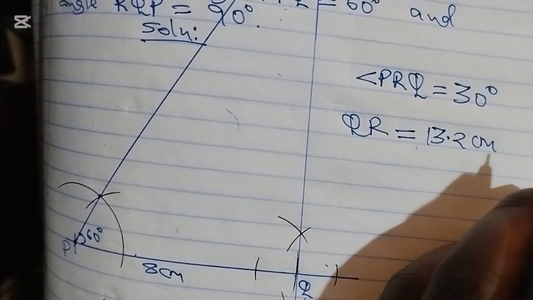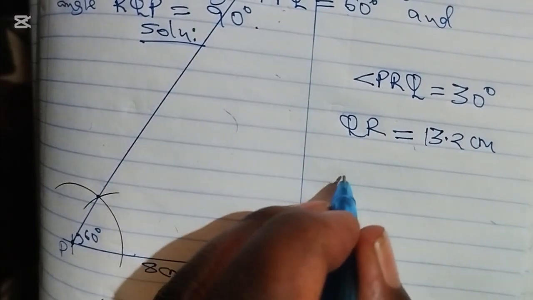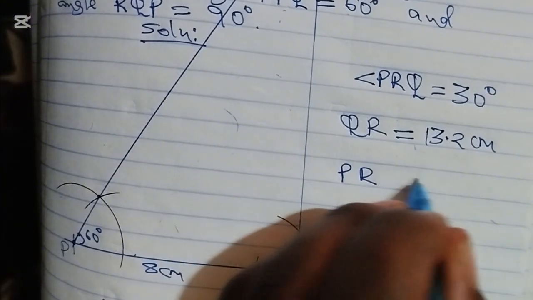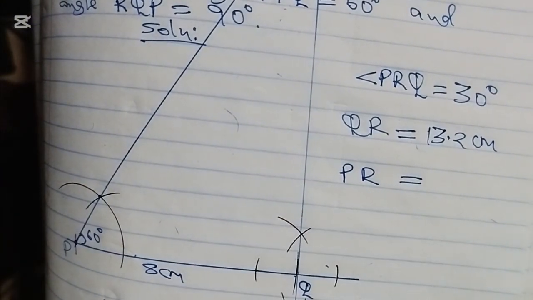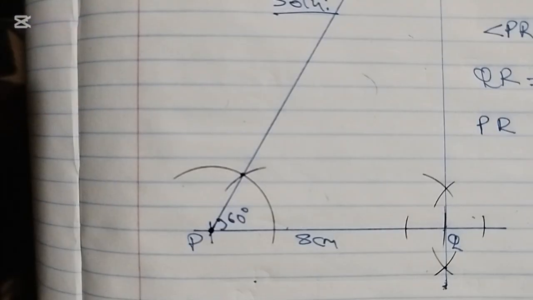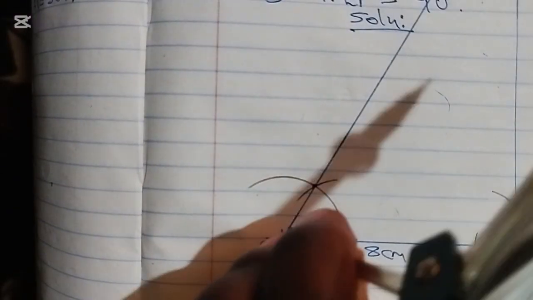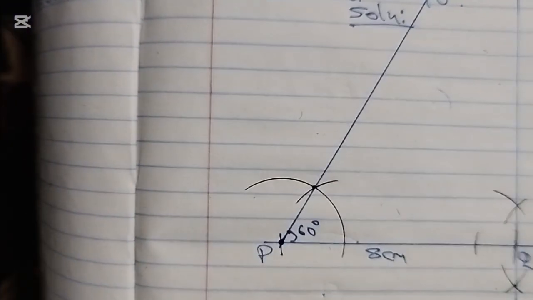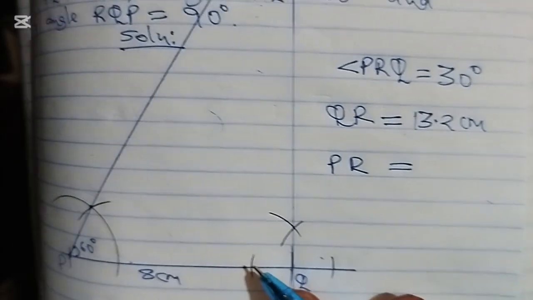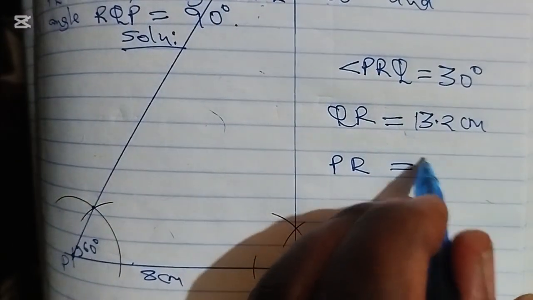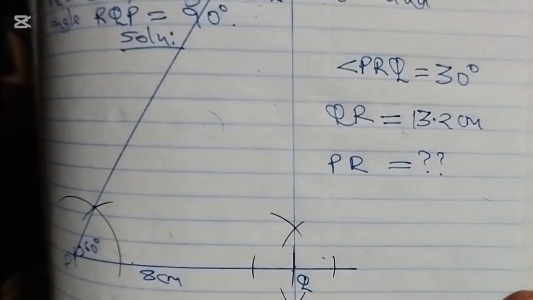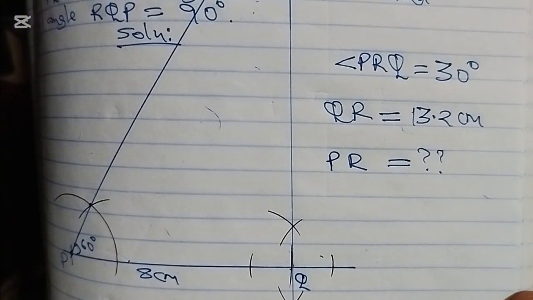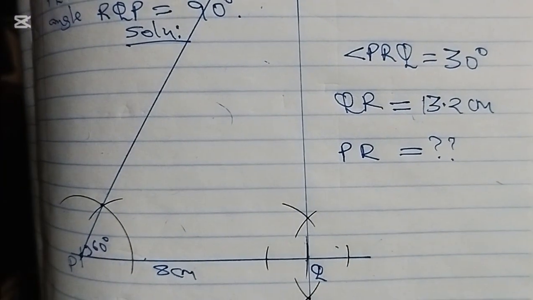Then also you can be asked to measure PR. To measure PR, it is simple. Stand at P here with your compass. Extend it so that it reaches R. Then transfer the reading. So I want to leave that as an assignment. Can you measure for me the length of PR? Then drop your answer in the comment section.